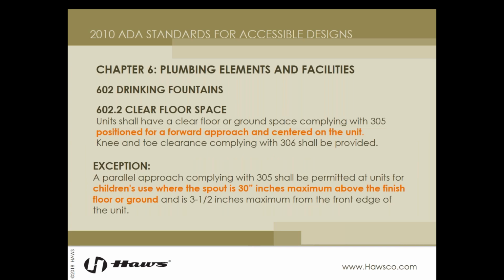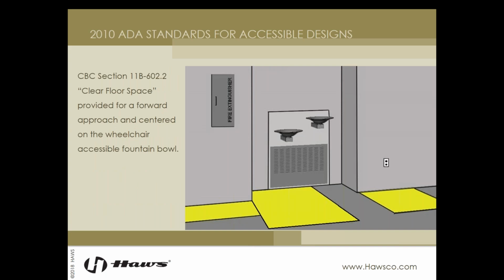In Chapter 6, we get into specifics regarding public elements and measurements. First, in 602.2 regarding clear floor space, facilities are required to have the element, the drinking fountain, positioned for a forward approach, and an important factor to remember is that the ground space needs to be centered on the unit. This is a really, really important thing to remember. That floor space has to be centered on the low side fountain. There is an exception for a parallel approach for units intended for children's use as knee clearance diminishes the closer we install this to the ground. But I'll go over that as well.